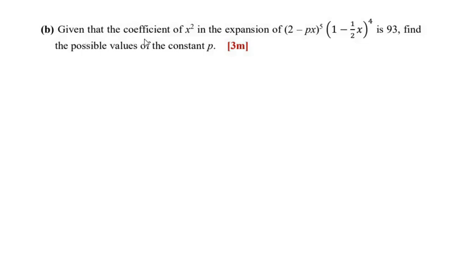Given that the coefficients of x square in the expansion of 2 minus p times x to the power of 5 times 1 minus 1 over 2 times x to the power of 4 is 93. Find the possible values of the constant p. Now here we have expanded already these two brackets to the first 3 terms. So let us consider those now.